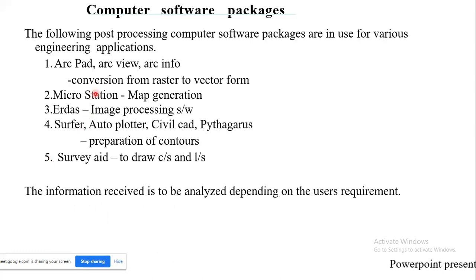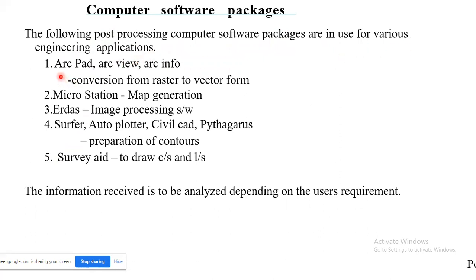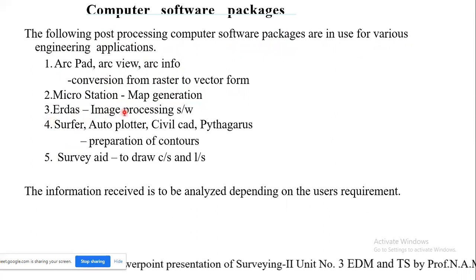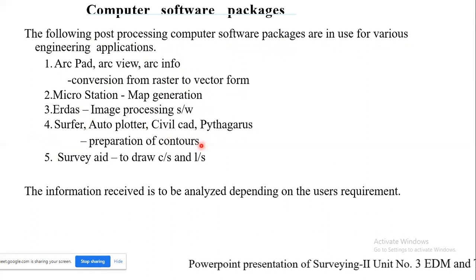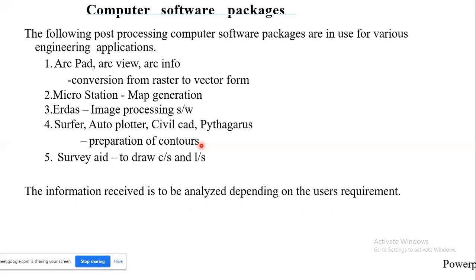Moving to the next part, computer software packages. The following post-processing computer software packages are in use for various engineering applications. ArcPad, ArcView, ArcInfo, that is conversion from raster to vector form. Then MicroStation, map generation. Then ERDAS, image processing software. Surfer, AutoPlotter, Civil CAD, Pythagoras, preparation of controls. So you can prepare the controls also, and survey to draw the cross sections and longitudinal sections.